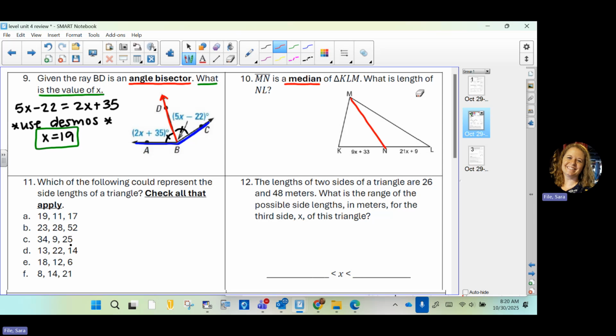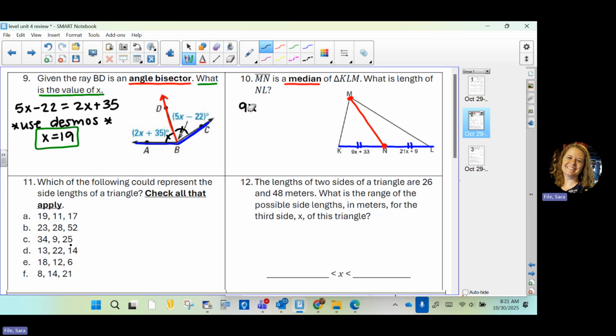That segment down there at the bottom, this segment KL. A median connects a vertex, which is M, that's one of the corners of your triangle, it's called a vertex, to the midpoint of the opposite side. So the fact they tell us this is a median tells us N is the midpoint. So that means that K to N is going to be equal to N to L. So it cuts that segment in half. So far, so good? So those two segments are equal.